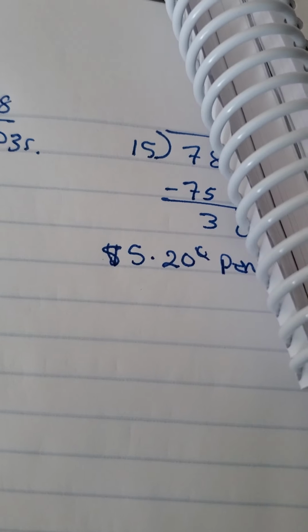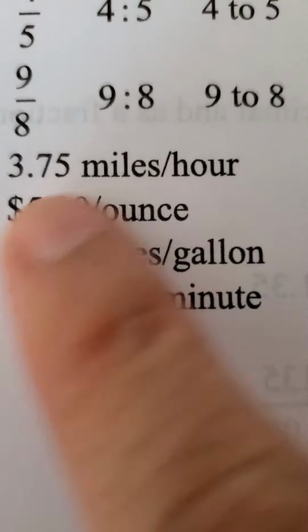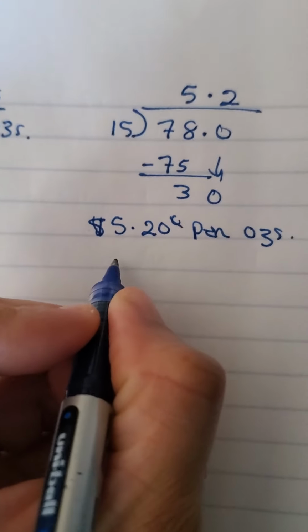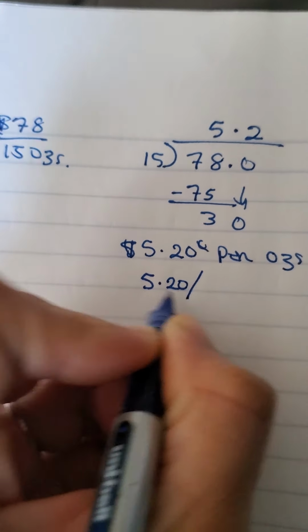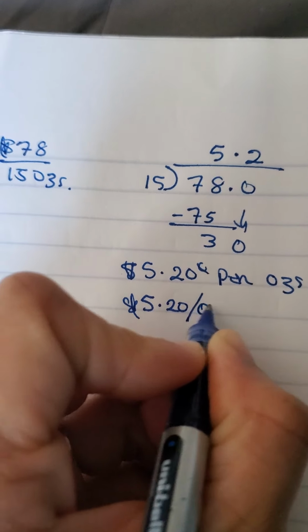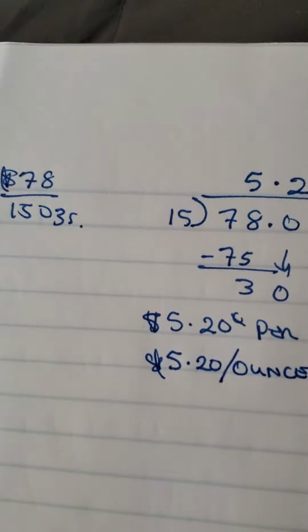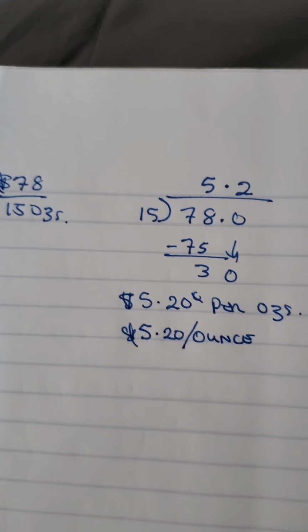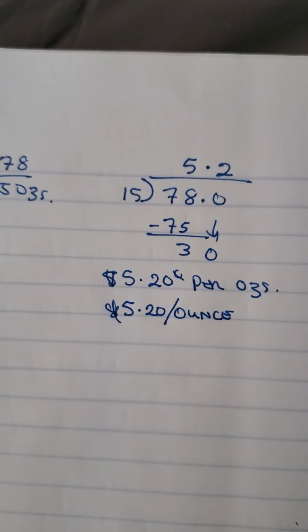Let's see how they wrote that. Oh, they wrote it with a slash. It's important to pay attention to that. 5.20 per ounce. Okay, let's step it up a notch. Let's see what else they're throwing at us with unit rate.